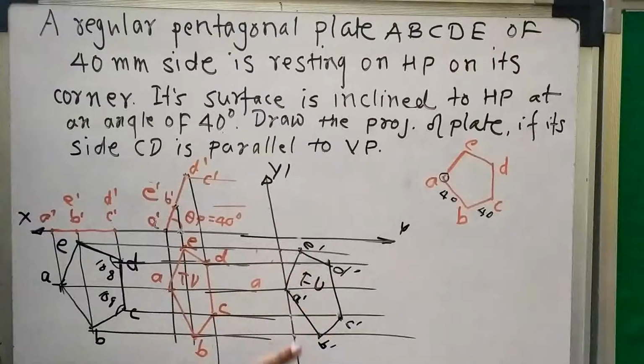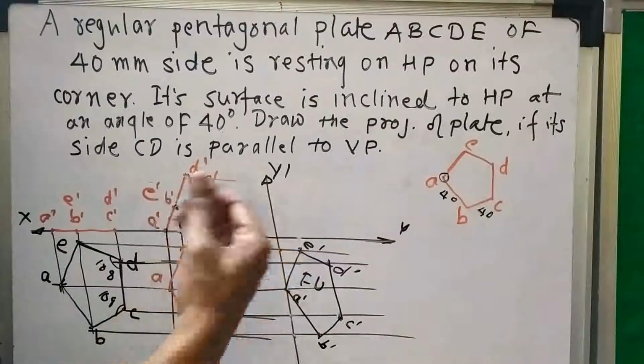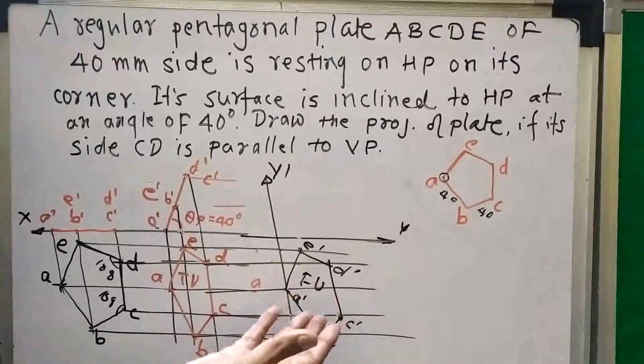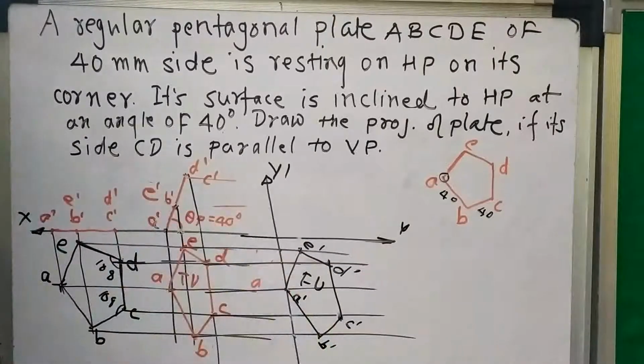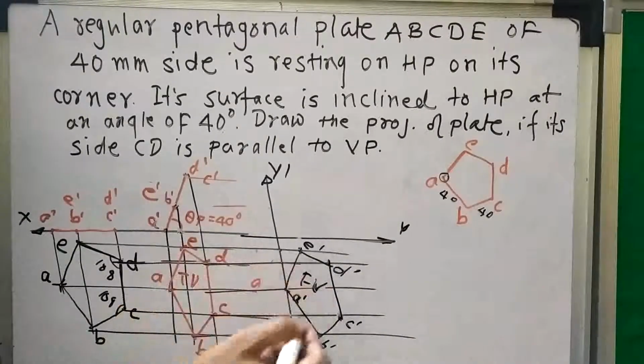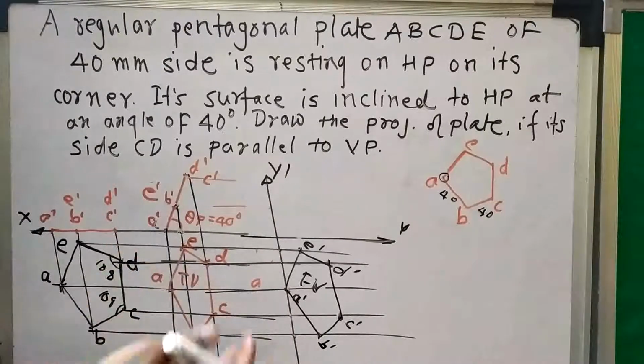So in this method, what are the benefits? You can save your reconstruction time, and you can avoid mistakes in the reconstruction also. So you can directly find your front view by the auxiliary plane method. So in this way you can solve it. So this is the benefit of the auxiliary plane method. So in the auxiliary plane method, what will we do? We will make the new X1 line inclined or parallel to the given line.